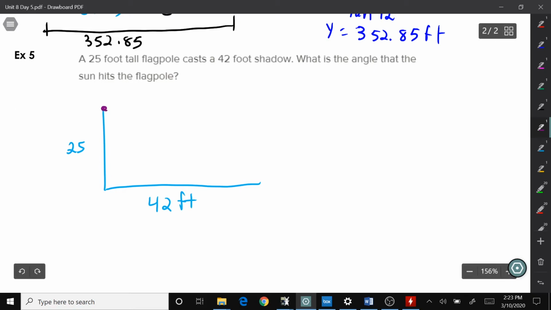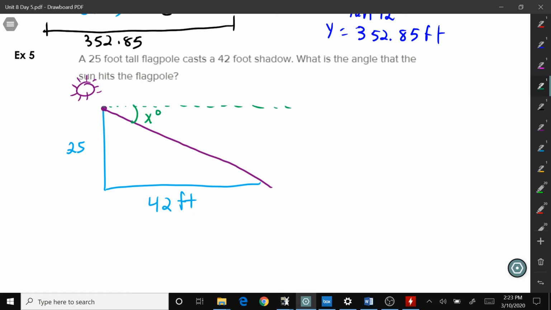So here's our flagpole. The sun is up here being all sun-like, and the rays of the sun cause a shadow. We're trying to figure out the angle. This angle right here. So I'm going to do this the way I described when we talked about angle of depression, that if this angle up here is x degrees, that means this angle down here is also x. That might make things a little bit easier for you guys.